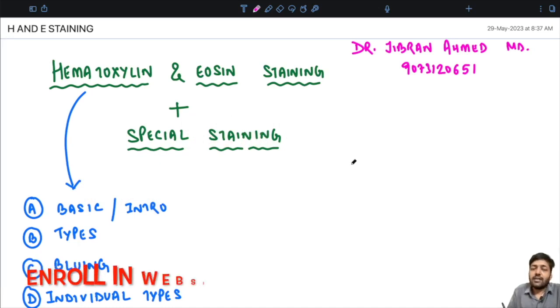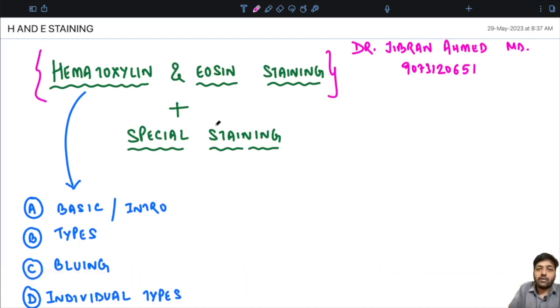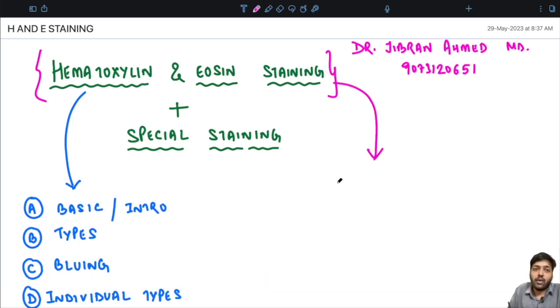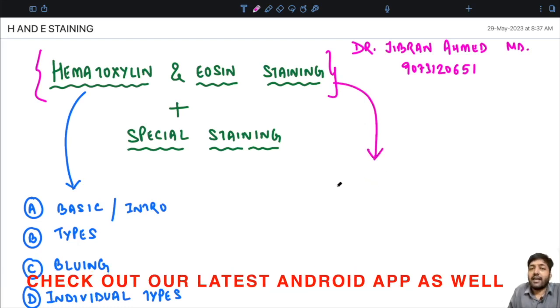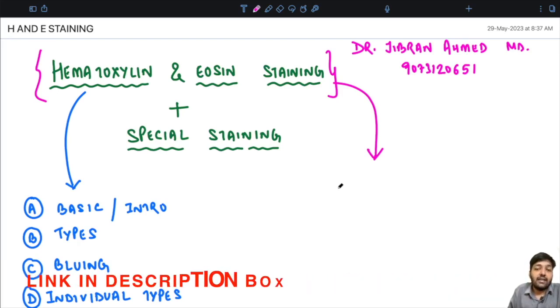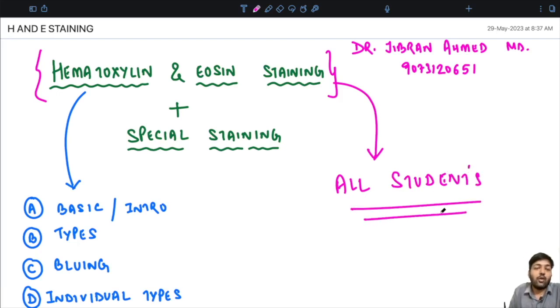Now, today's lecture is a very special one. Today we are going to read in detail about the hematoxylin and eosin staining. This is a very important discussion. Why? Because H&E staining is the bread and butter for all histopathologists, okay? And this is the bare minimum stain. This is going to be asked to all students, okay? So all the students in the practical exams should know hematoxylin and eosin staining in detail.